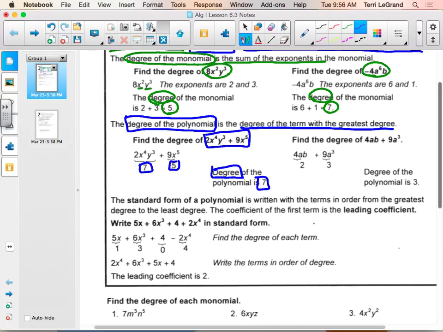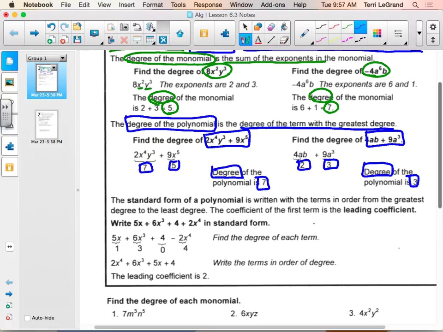So same thing here. We have the 4ab plus 9a cubed. Again, we have a two-term, two monomials being added together. We have a degree 2 monomial. We have a degree 3 monomial. We don't add them together. We say 3 is larger than 2, so the degree of the polynomial is going to be 3. So maybe the way to think of it is whenever I'm finding degree, I'm always finding the degree of a monomial. And when there's more than one monomial, I need to take the one that has the largest degree.